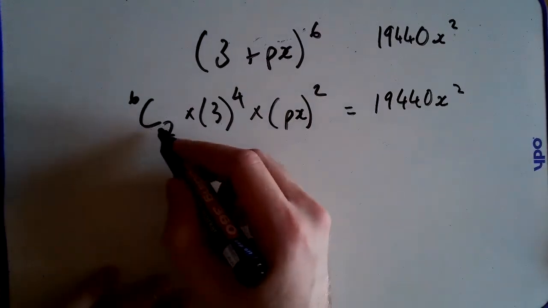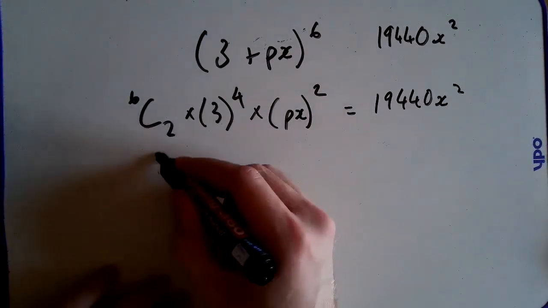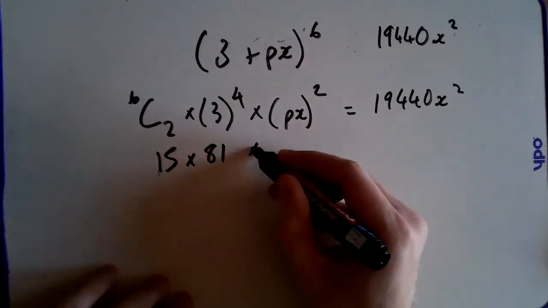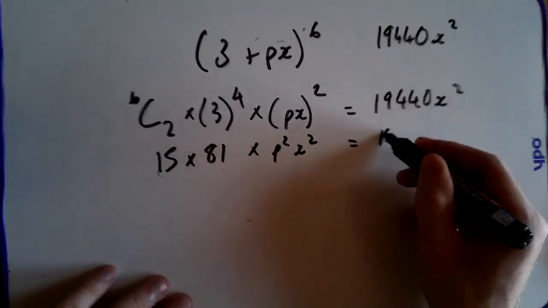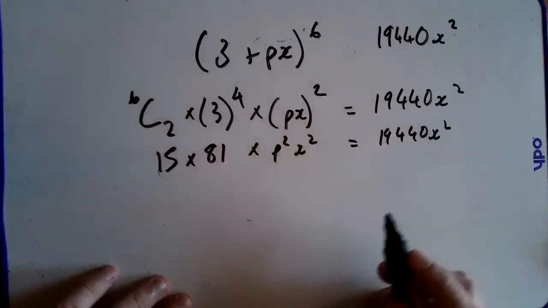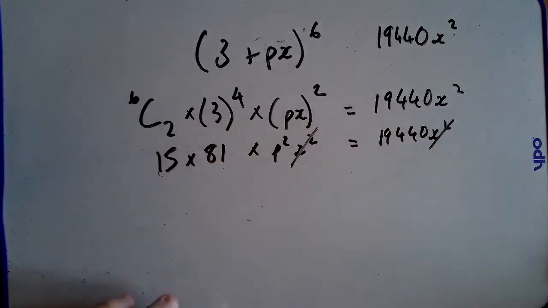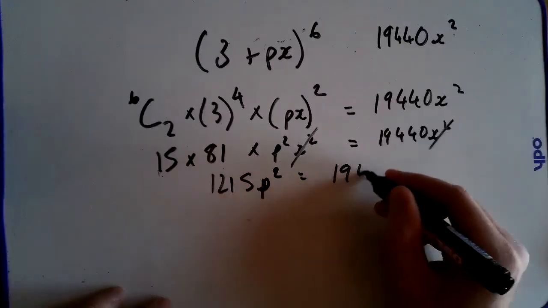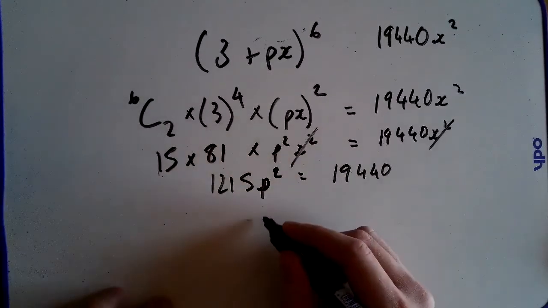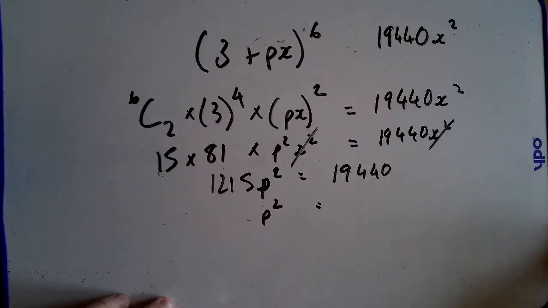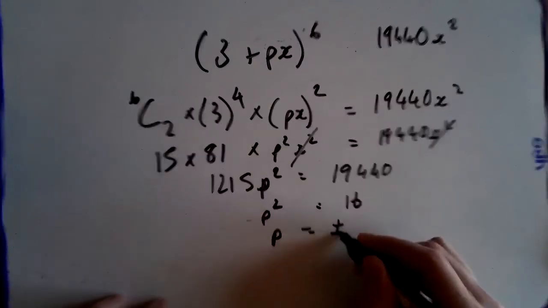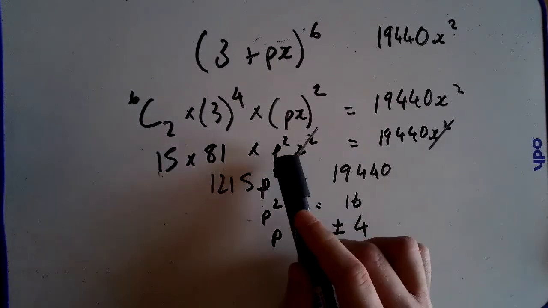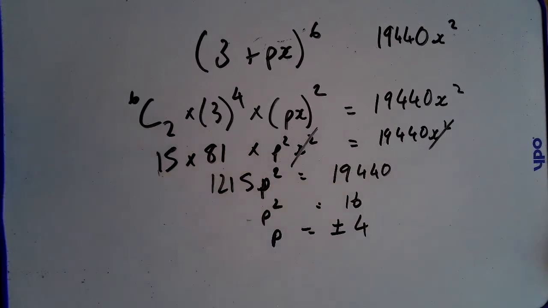Well, 6C2, 6 times 5 over 2, so that's 15, times 81 times p squared x squared equals 19440 x squared. Well, I can ignore the x squareds, and I can do 15 times 81 on my calculator. So 1215. I get p squared, it's 19440 divided by 1215, and we get 16. So p is plus or minus 4. Now, if you forget the squared on p, you're going to get a big mistake.